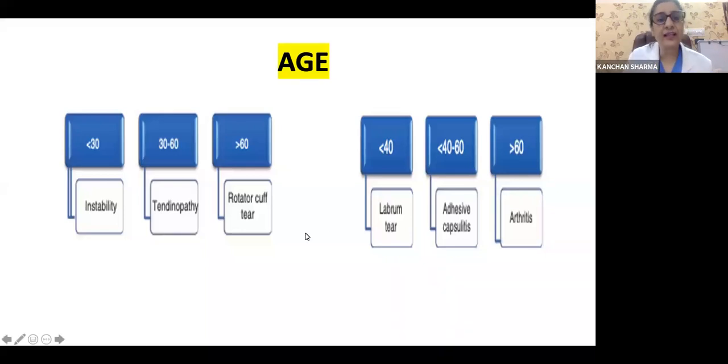Fine. Then again, the rotator cuff tear. If a patient is quite old, something around 60, 65, think of the tears more, and of course degenerative arthropathy. You have seen that cartilage, so that cartilage is going to degenerate and you're going to have arthritis. Fine. So always remember, young age, it is instability and labral tear. If it's middle age, think of adhesive capsulitis and tendinopathy. If it is an older individual, think of rotator cuff tears and arthritis.